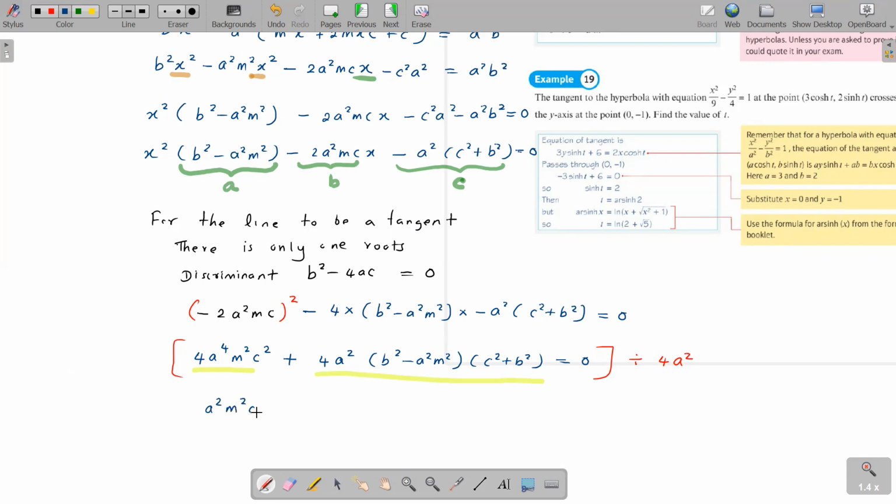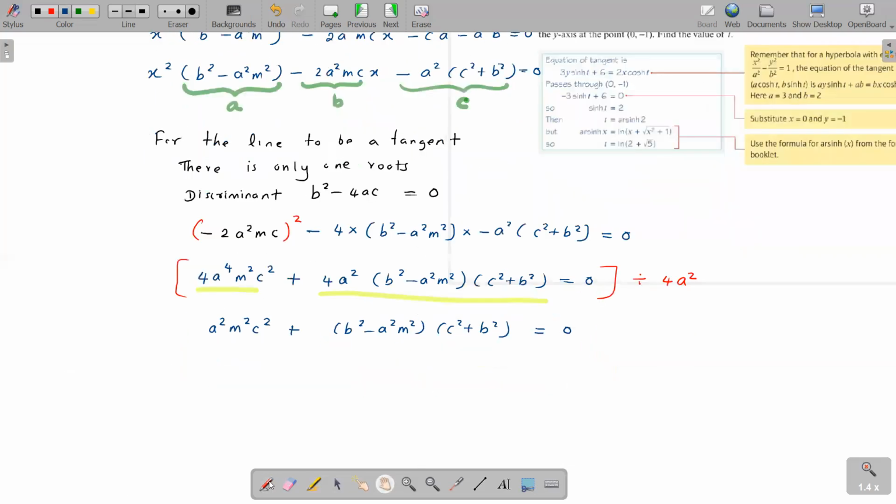a square, m square, c square. Here 4a square is gone. So I just remain with b square minus a square m square times c square plus b square equals 0. Okay, so now open the bracket, a square m square c square plus, open the bracket, b square c square plus b to the power 4 minus a square m square c square minus a square m square b square equals 0. So again, there are like terms.